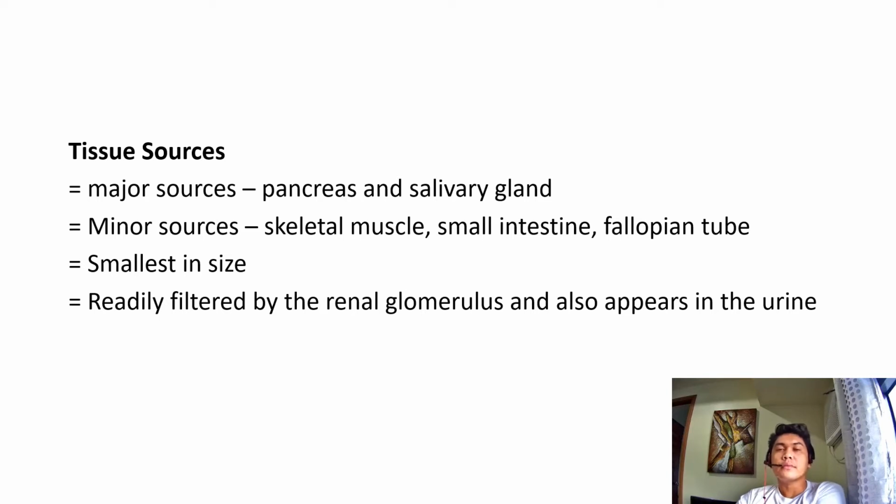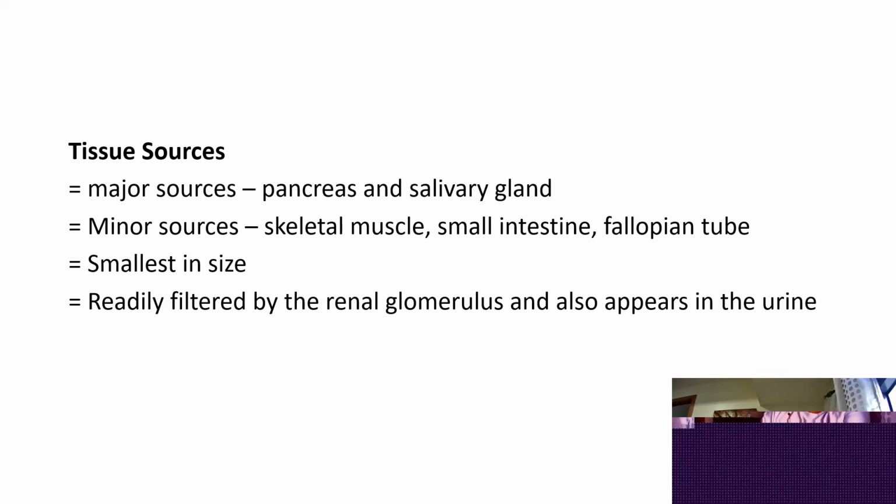Next is the minor sources. For the minor sources, we have skeletal muscle, small intestine, and fallopian tube. And remember that amylase is the smallest enzyme in terms of size. That's why it's readily filtered by the glomerulus and it appears in the urine, because it is a small protein or a small enzyme.